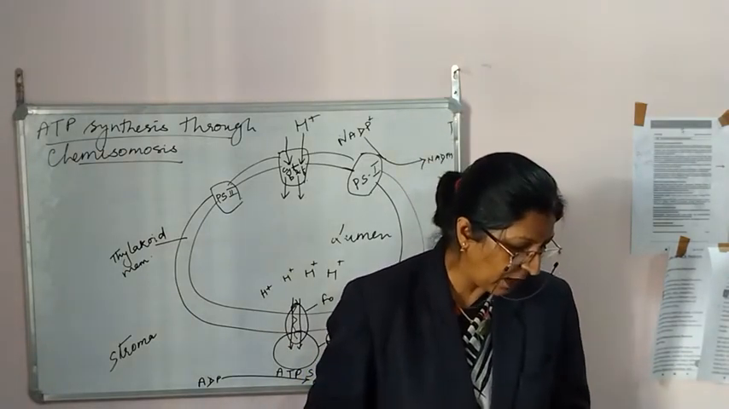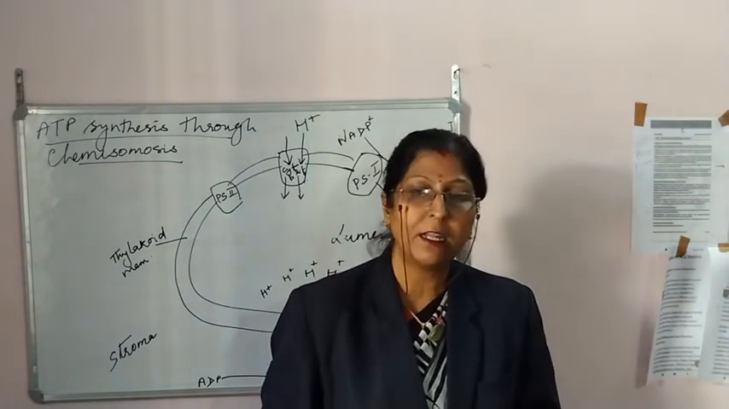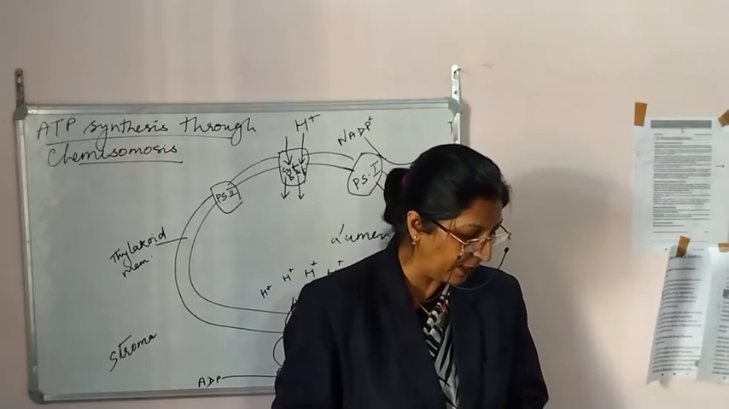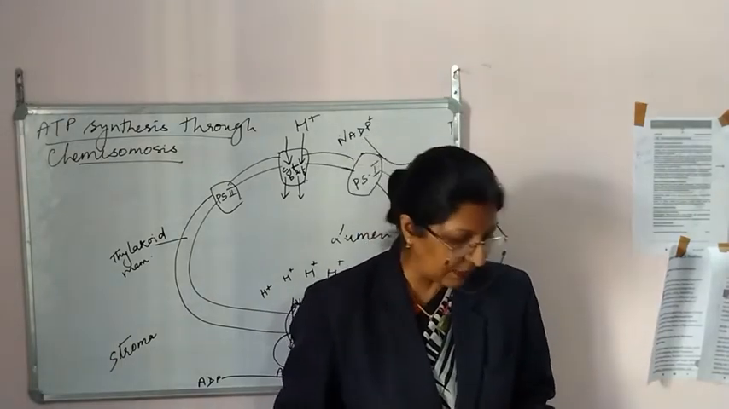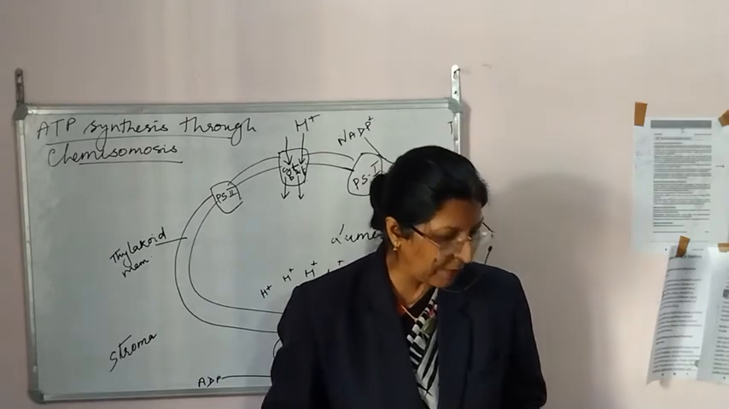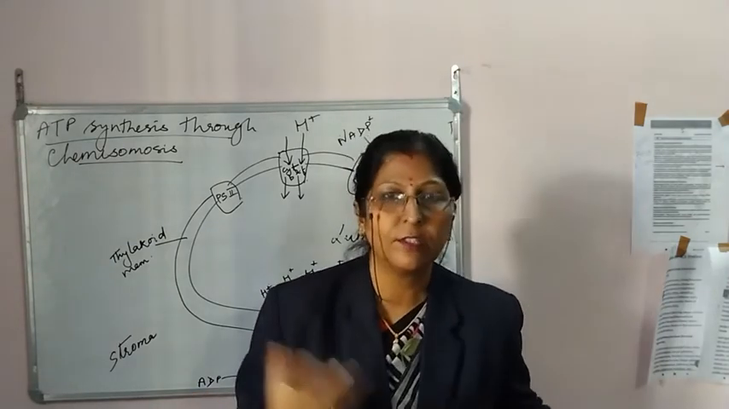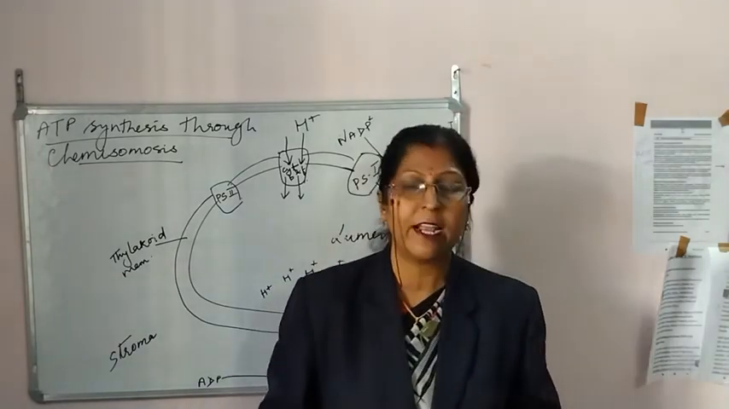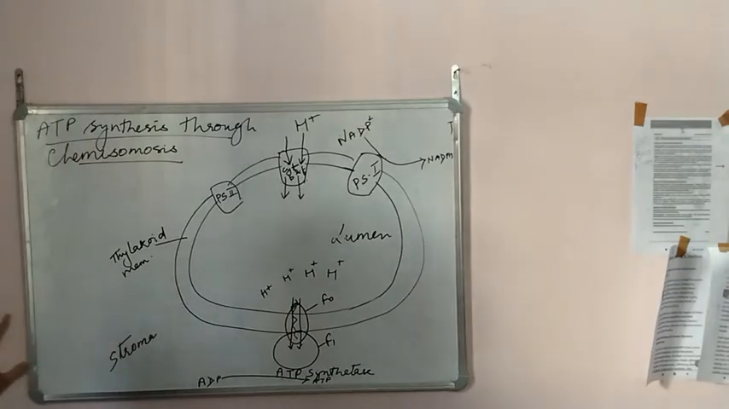Along with the NADPH produced by the movement of electrons, the ATP is also used immediately in the biosynthetic reaction, that is the photosynthetic reaction, which takes place in the stroma, which is responsible for photosynthesis, fixing of carbon dioxide and synthesis of sugars. So this is the whole story about ATP synthesis through chemiosmosis.